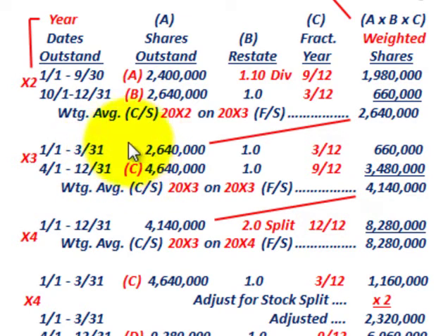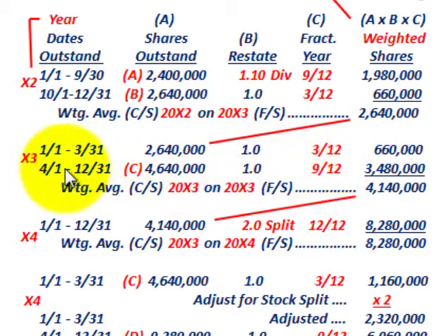But for the first 3 months, 1/1 through 3/31, all we do is bring in the weighted average at the end of the second year. We bring it down in the beginning of the third year, those first 3 months of the third year. It doesn't really get restated because the stock issued is not going to affect any restating of that. So that amount times the fraction of the year it's outstanding, 3/12 of the year, is equal to 660,000.